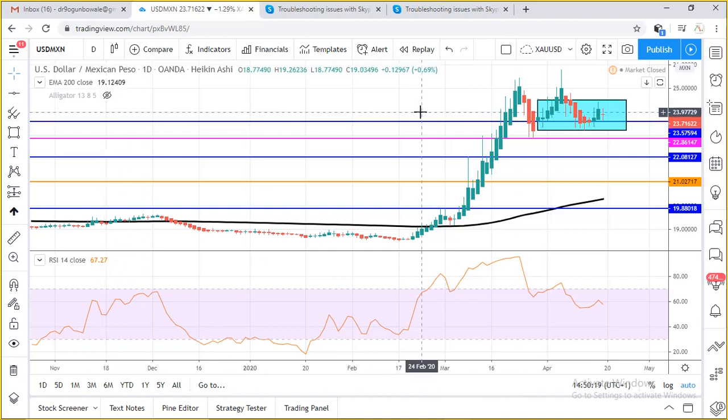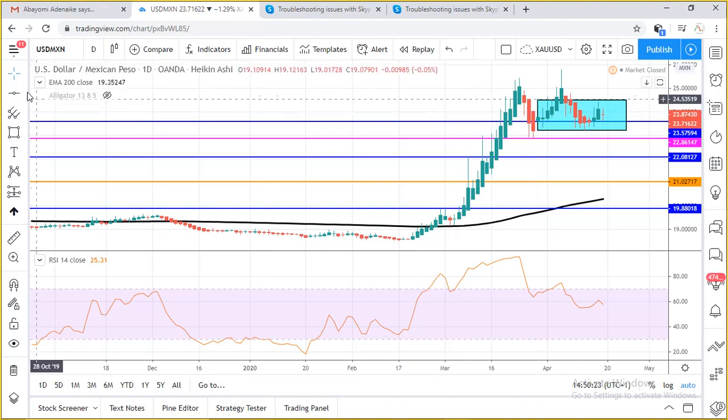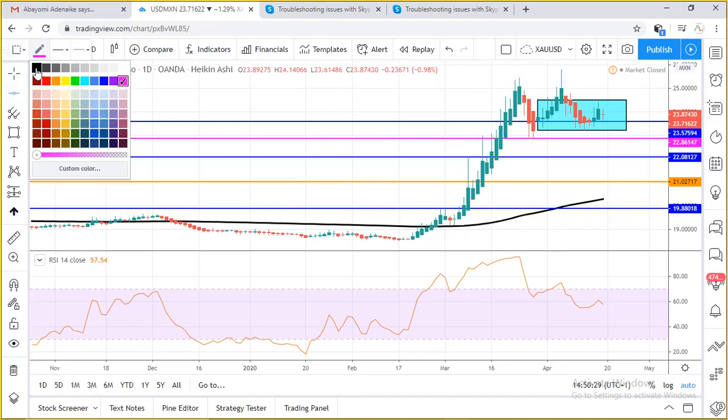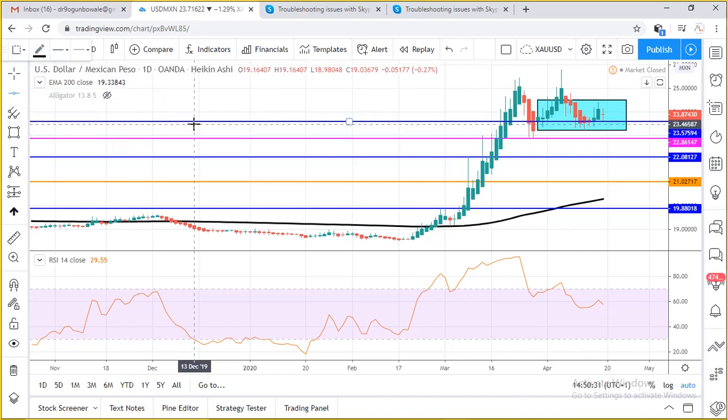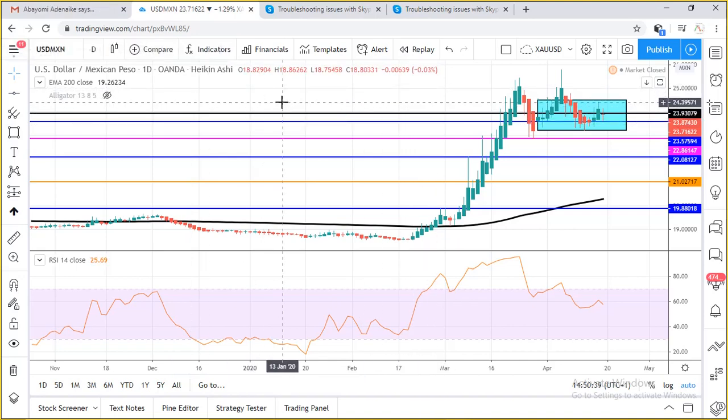I'm going to divide this zone into two. Let me divide this zone into two. I'm teaching something. Assuming I divide this particular zone into two with that line, you can see I've divided it into two with that line. And let me now switch to the 4-hour time frame.